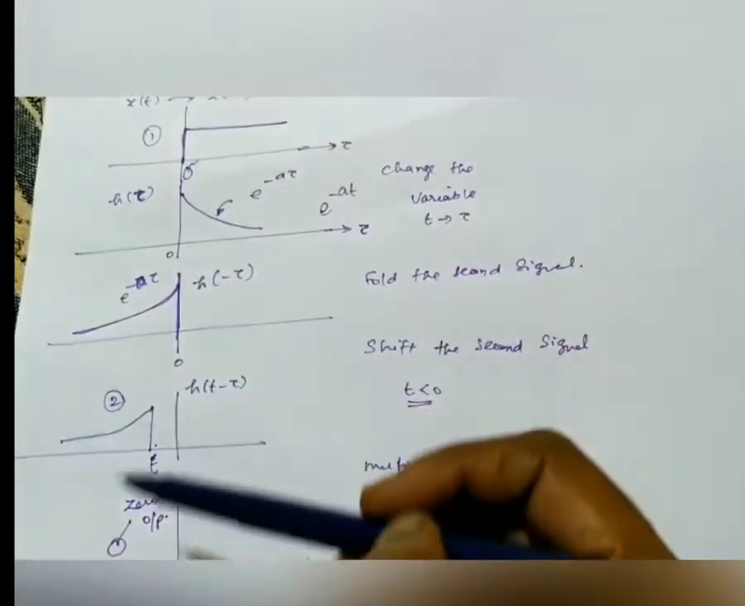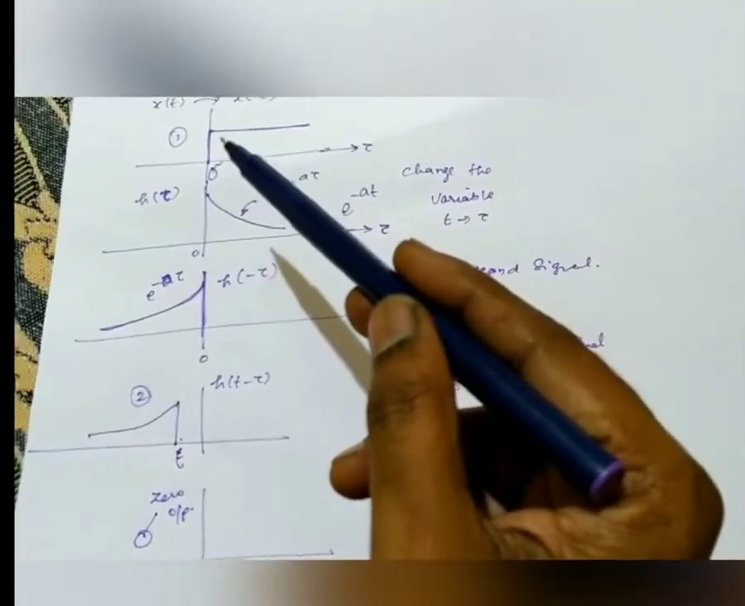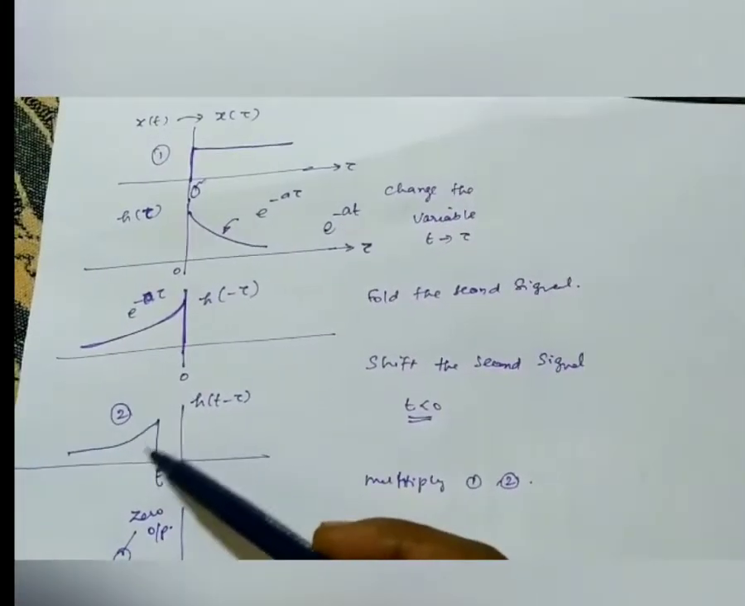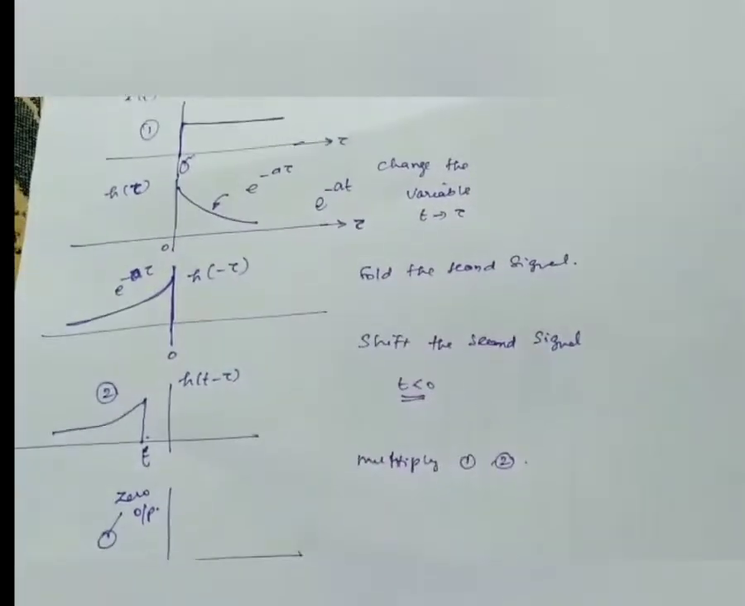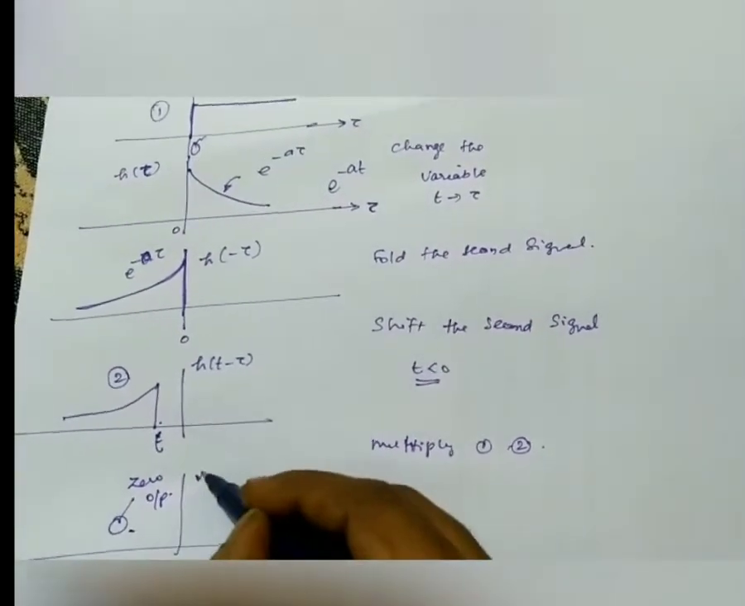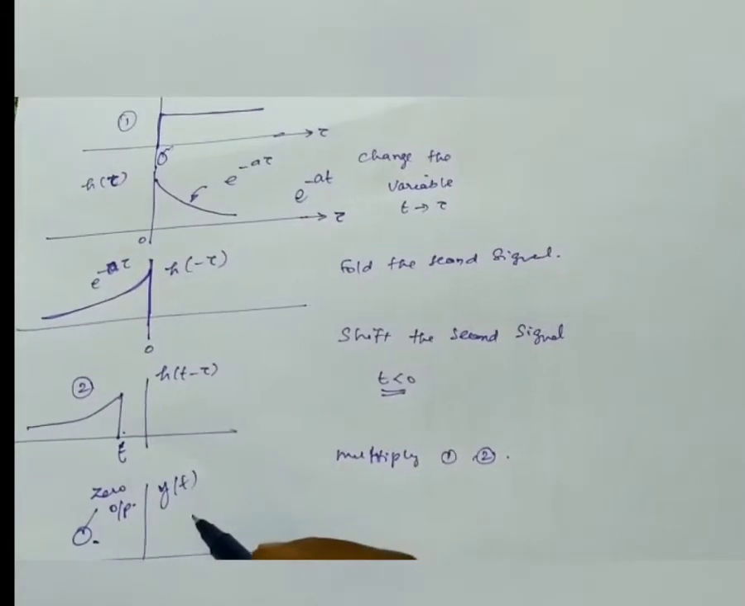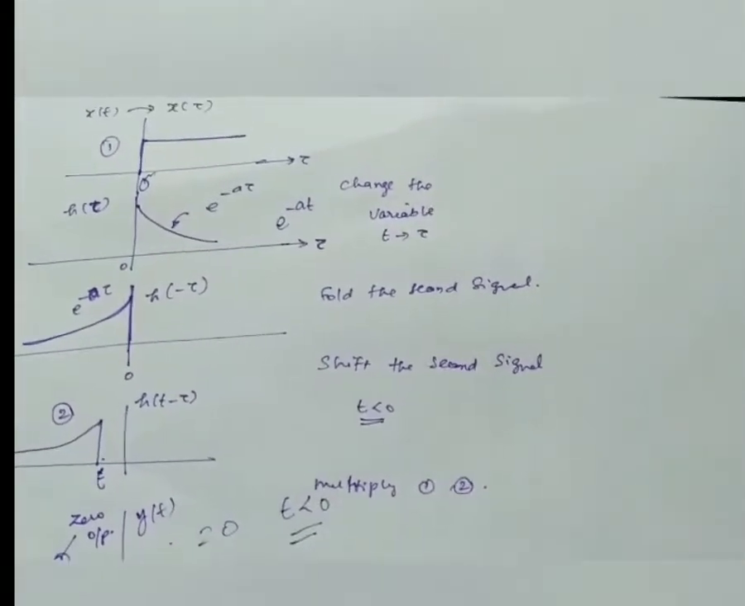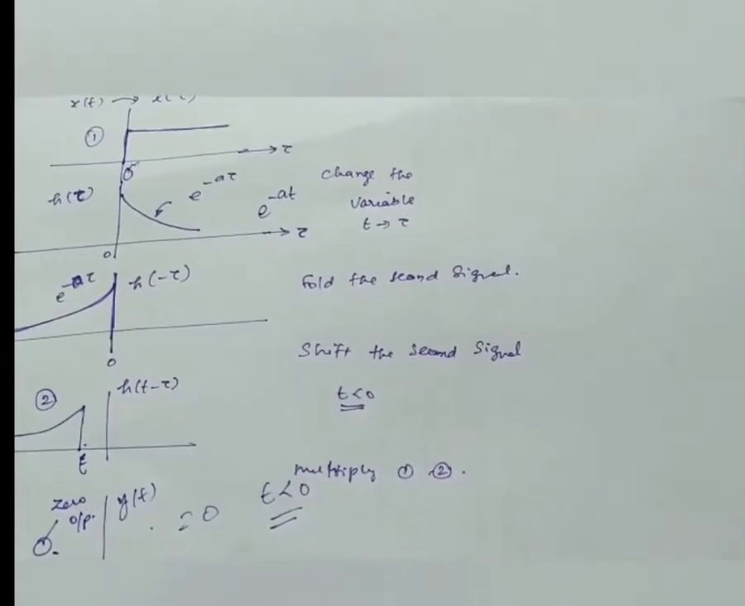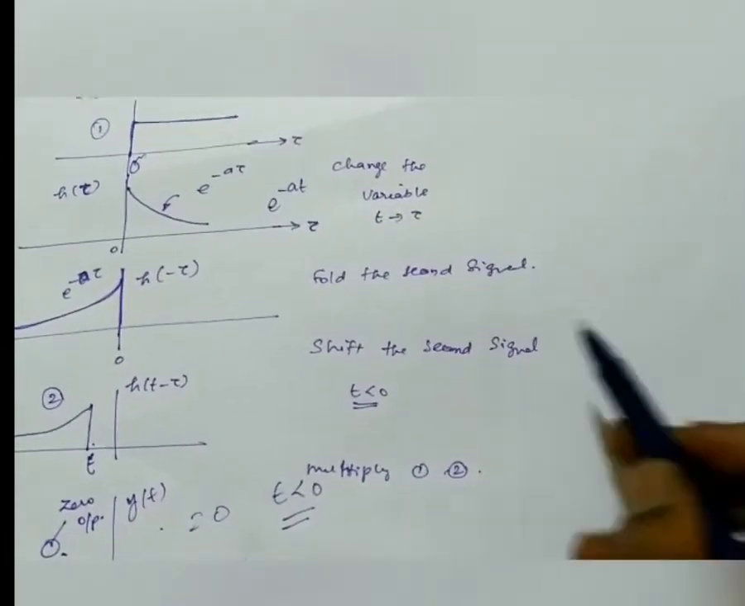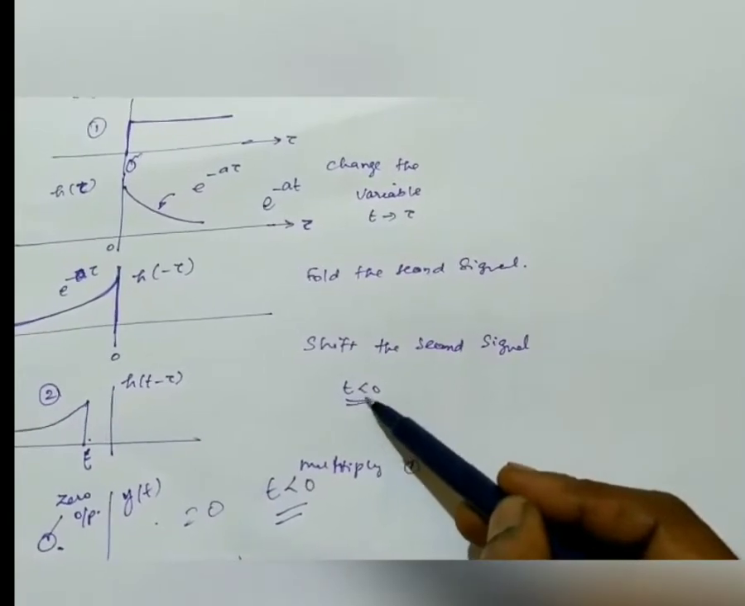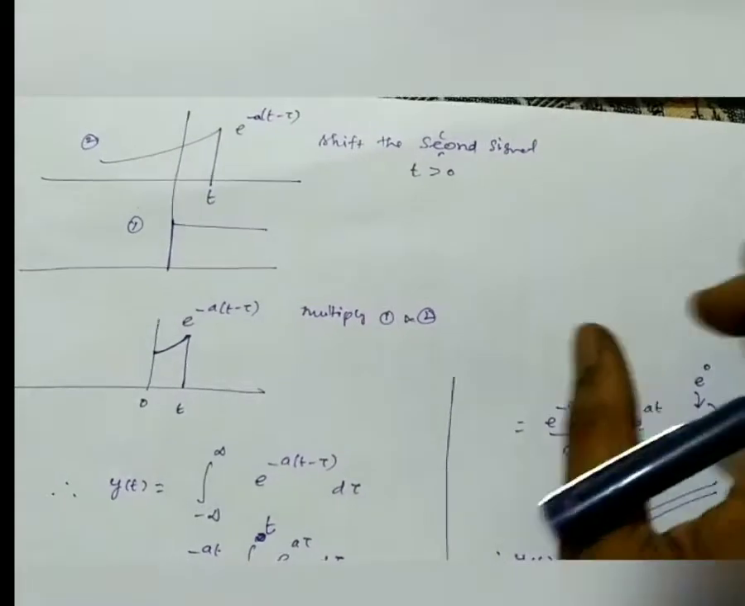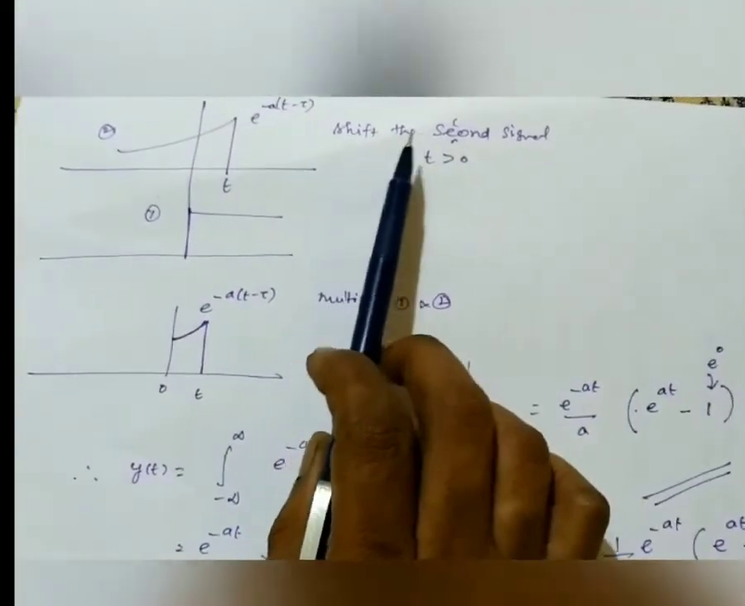When we multiply, the first signal is present only in this area, and the second signal is present only in this area. When we multiply, the answer is 0. Therefore, the output value y of t is 0 for t less than 0. So this is for time less than 0. Again, when t is greater than 0, shift the second signal.